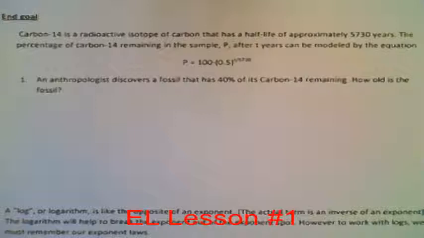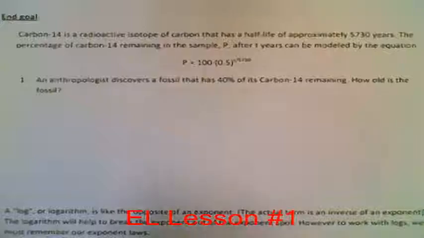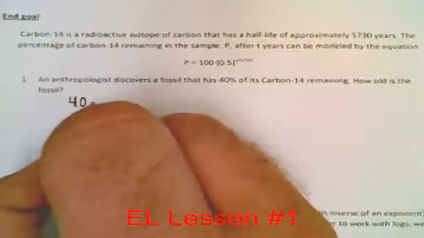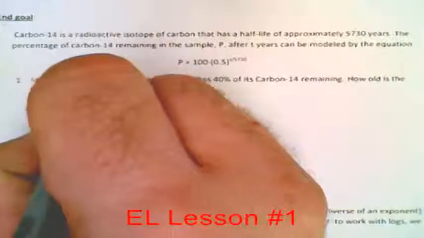Now in this one here, I've already given you the equation. Carbon-14, a radioactive isotope of carbon, has a half-life of approximately 5,730 years. The percent of carbon-14 remaining is given by this equation. An anthropologist discovers that 40% of the carbon-14 is still there. How old is the fossil? So the anthropologist can go and do the calculations. The percentage remaining is the 40, so that's P, and it equals, based on this equation, 100 times 0.5 all to the power of t over 5,730.